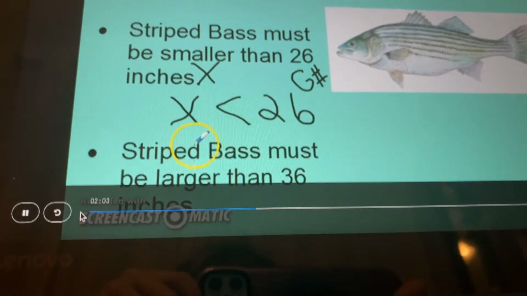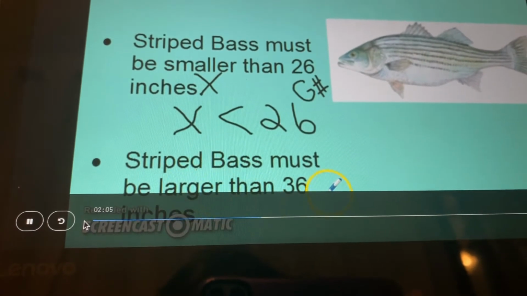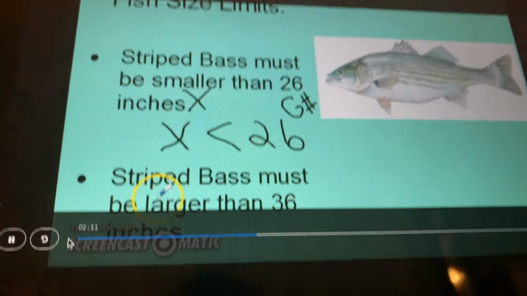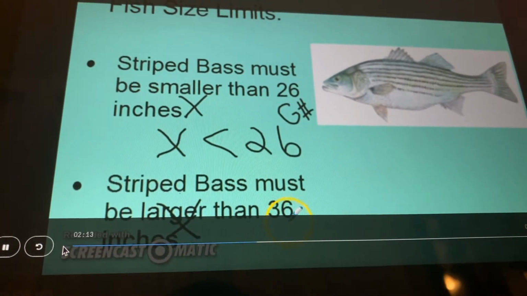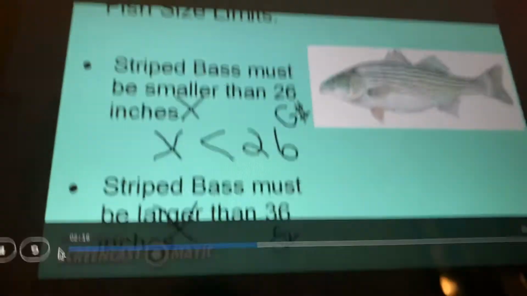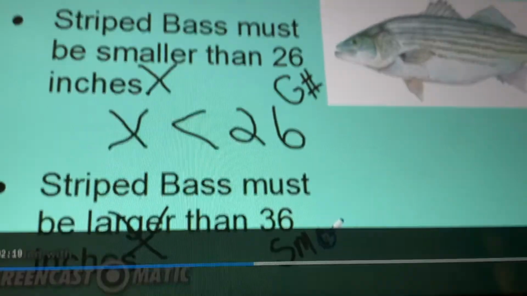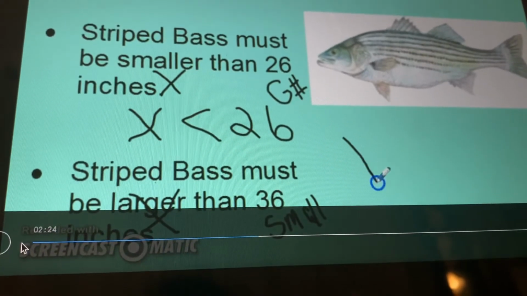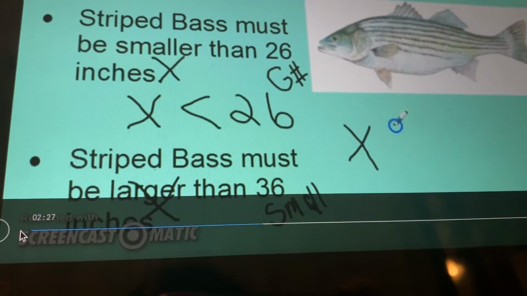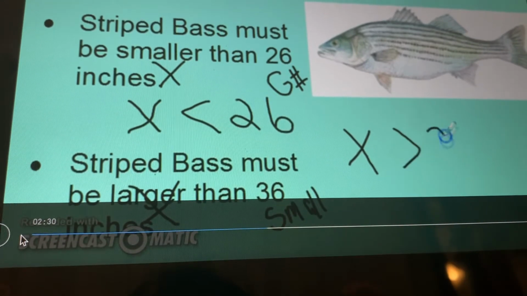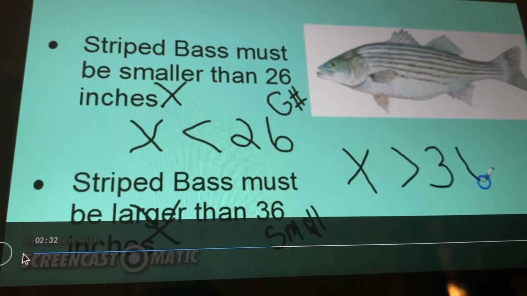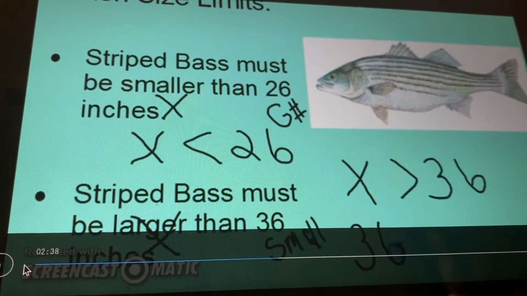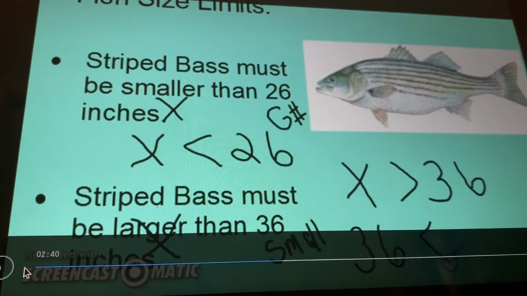Then the bottom one says that the striped bass must be larger than 36. So if it has to be larger than 36, then X is going to be my larger number, and then this one is going to be my smaller number. And I'm just going to write small here. So my inequality then is going to be X is greater than 36. Or you could even write this backwards. It could be 36 is less than X.